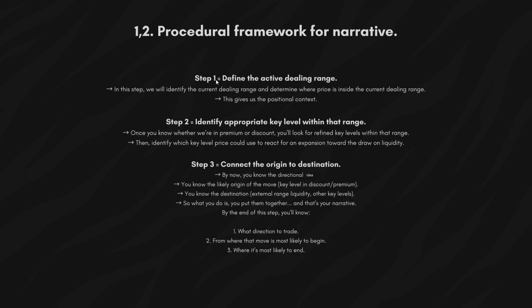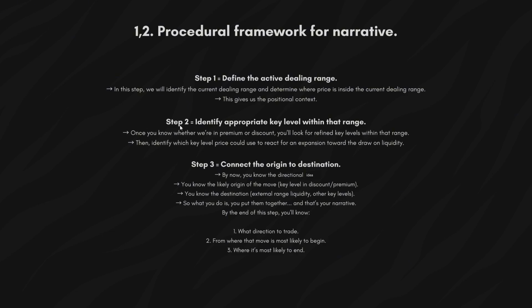Number 1, we define the active dealing range. So the very first thing that we do is we identify the most recent and the most relevant expansion swing, and we define that expansion swing into a dealing range. Okay, and then we look at price action and ask ourselves, where is price sitting within that dealing range, is it in premium or discount, has it moved out of a previous dealing range and entered a new one? And this is important because it gives us a positional context regarding price action.